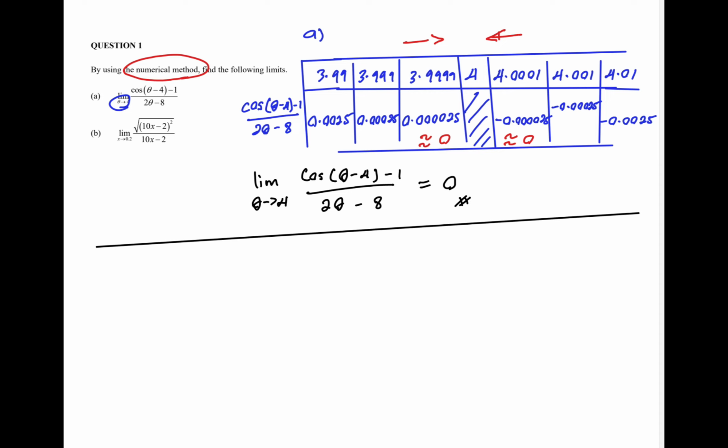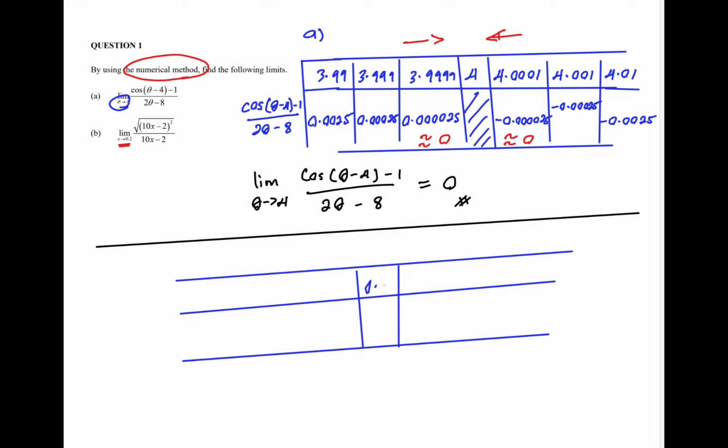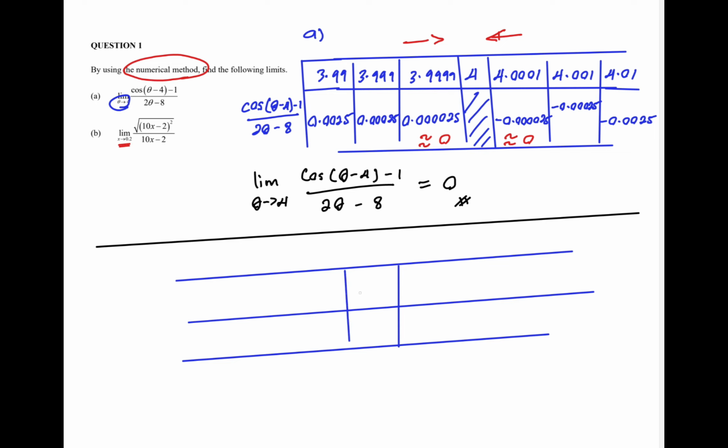Okay, for question B, also the same thing. Here we want to solve the limit as x approaches 0.2. So we can choose 3 values from the left and 3 values from the right. This one is 0.2, and from the left, maybe we can choose 0.1999, 0.199, and the last one 0.19. You must choose at least 3 numbers from the left and 3 numbers from the right.